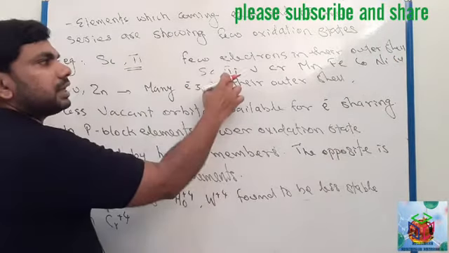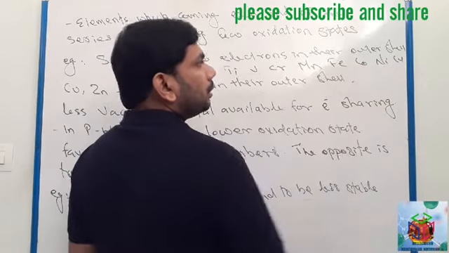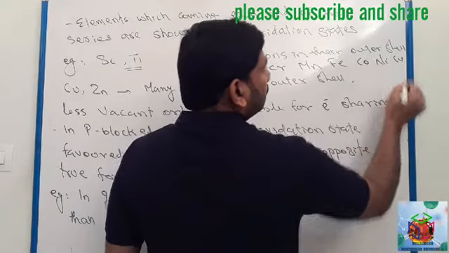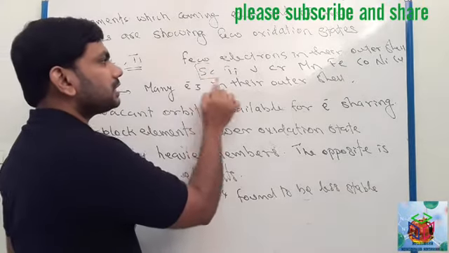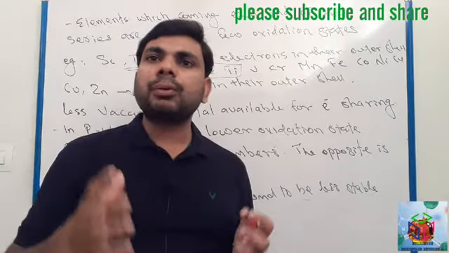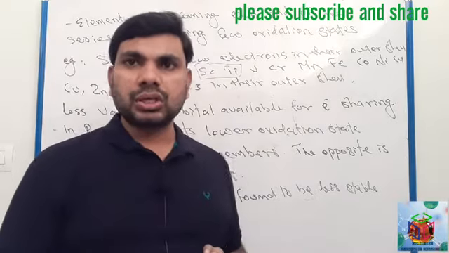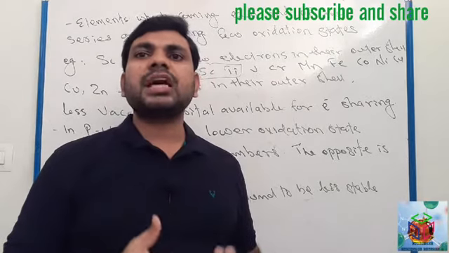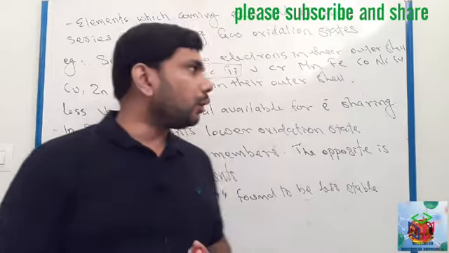Here are scandium, titanium, vanadium, chromium, manganese, iron, cobalt, nickel, copper, zinc. So scandium and titanium are in the beginning, and they have few electrons in their outer shell. So they have few electrons to lose. That's why these elements show a very small number of oxidation states.